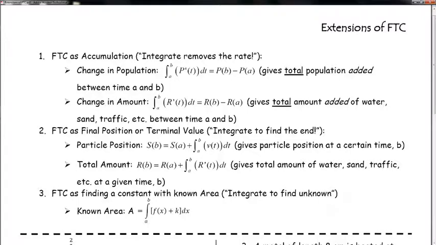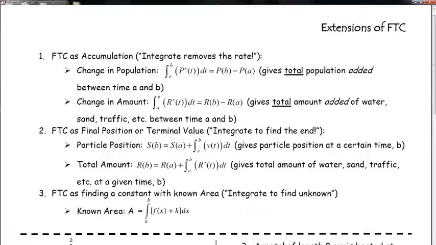Alright, now we're going to talk about extensions of the fundamental theorem of calculus. So we're going to be practicing this tomorrow. When we talk about the fundamental theorem of calculus as accumulation, integrating removes the rate. So if we're integrating a rate of change, such as the rate of change in population, we get the total population added between A and B. It doesn't really matter what the starting rate is.